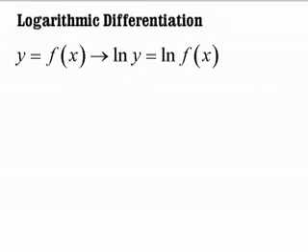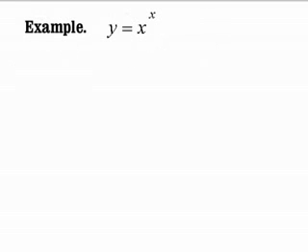So this is going to be our approach in logarithmic differentiation. We take the natural log of both sides of an equation in order to do algebraic simplification. Remember, the natural log of xy is the natural log of x plus the natural log of y. The natural log of x over y is the natural log of x minus the natural log of y. And the natural log of x to the n is n times the natural log of x. These properties of the logarithm function will be very useful to us.